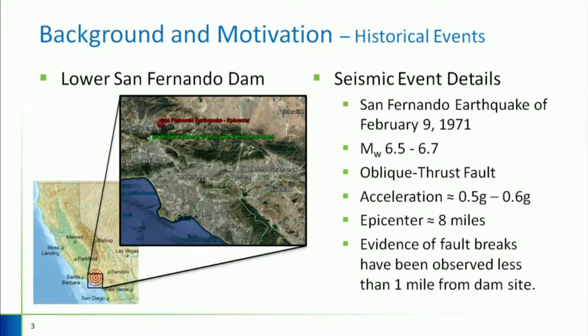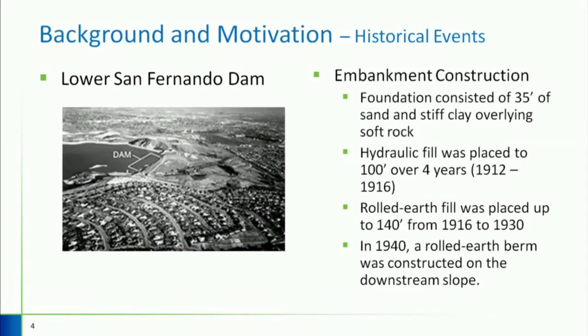So one of the most well-known is the 1971 San Fernando Dam. Magnitude 6.5 or so, accelerations 50% of gravity, and a relatively close fault, manifestations as close to a mile. One thing to point out on this photo is all of the houses and development below the dam. Some of the construction things that are important: this is a hydraulic fill for a majority of it. That's going to come into play when I talk about the failure.